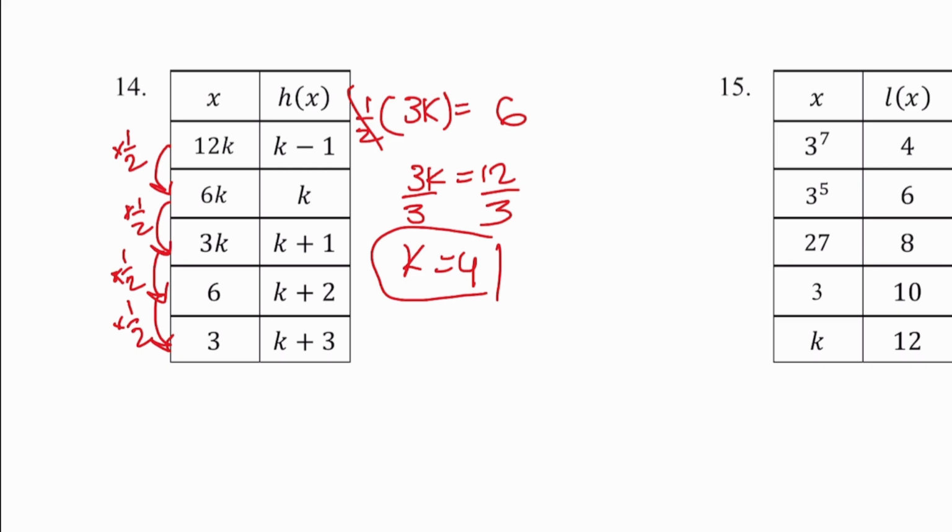And if we look back, 3 times 4 gives us 12. 6 times 4 gives us 24. And then 12 times 4 gives us 48. So yeah, that looks correct because each time it's dividing by 2.